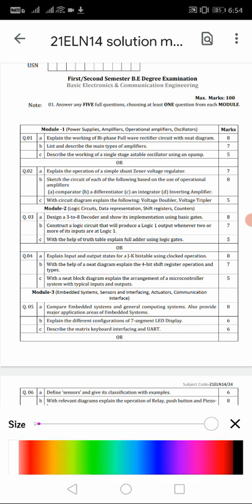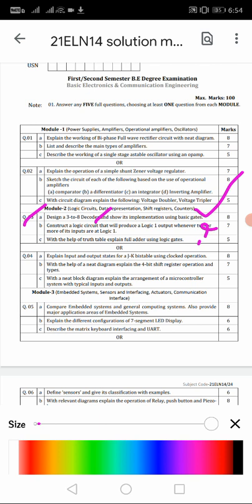Next, model 2 question number 3A: design a 3 to 8 decoder. It is a very important question, this will appear. Next, construct a logic circuit that will produce a logic 1 output whenever 2 or more inputs are at logic 1. This is an indirect way of asking the question. I have a doubt about this.